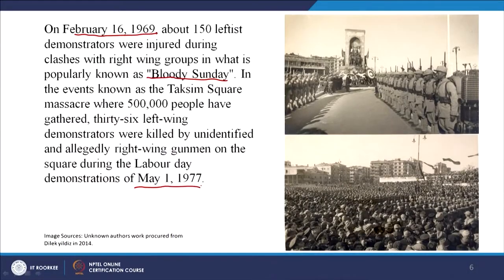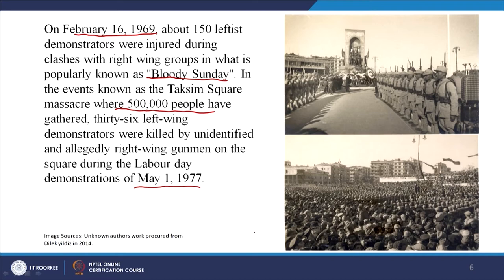For instance, on February 16, 1969, about 150 leftist demonstrators were injured during clashes with right-wing groups in what they call Bloody Sunday, in events known as the Taksim Square Massacre, because this is how these particular squares became more famous. Today we also talk about Labor Day, May 1, 1977, where almost 500,000 people gathered and 36 left-wing demonstrators were killed by unidentified and allegedly right-wing gunmen on the square during Labor Day.